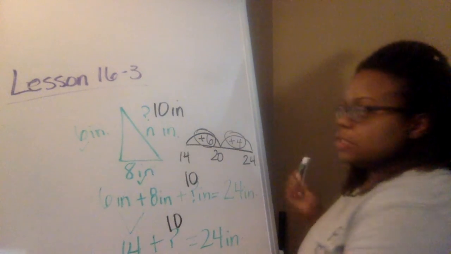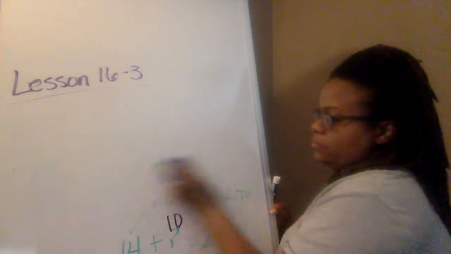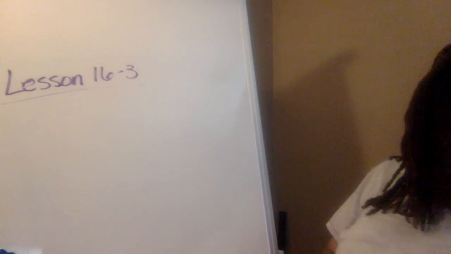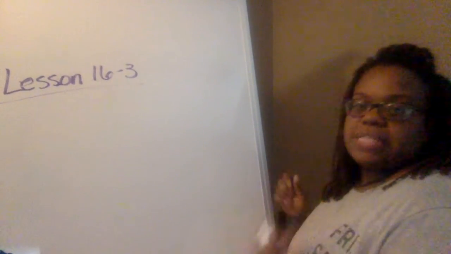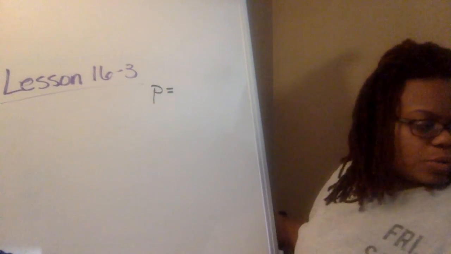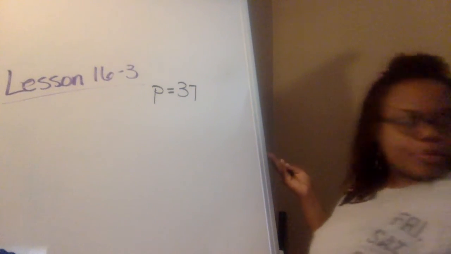All right. So let's go ahead and look at another problem. Clear this off. So the next problem we're going to look at is number 7. Number 7, they told me that my perimeter, my P, equals 37 yards. So here I have 37 yards.